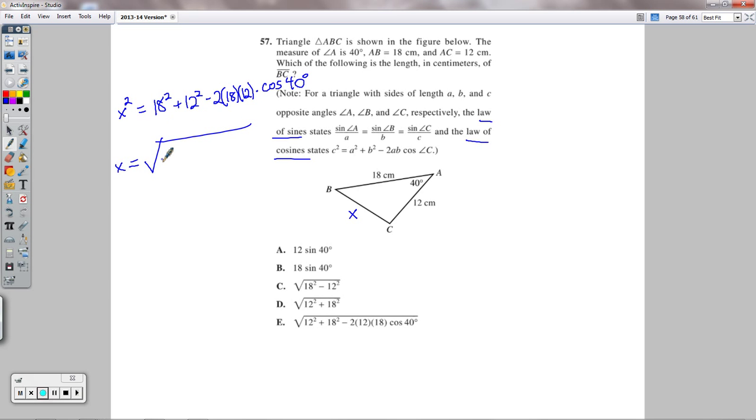So you've got the square root of, and it looks like it's written with 12 squared first down here, 12 squared plus 18 squared minus 2 times 12 times 18 times the cosine of 40. And they didn't actually calculate any of that, they just wrote it out and left it in that format. It looks like choice E is the correct choice for number 57.